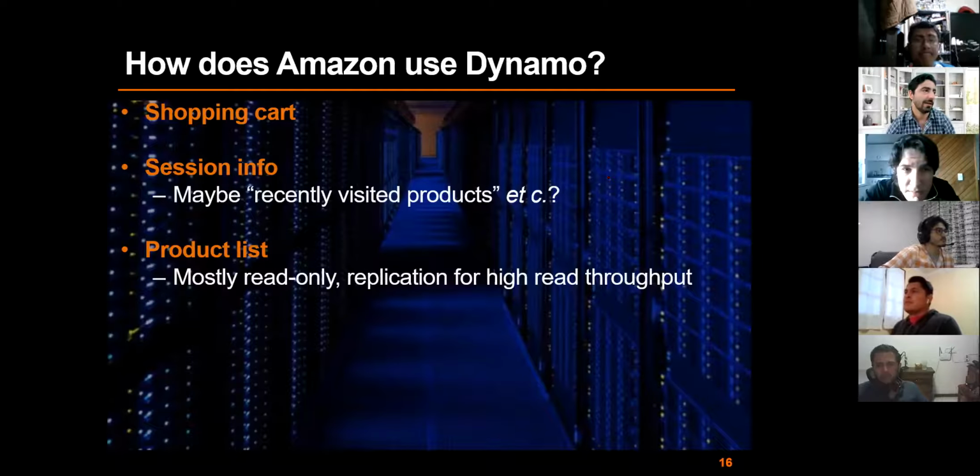So how does Amazon use Dynamo? It was used in the shopping cart, session info, and the product list. And now I think there are more use cases for DynamoDB. It's getting much more popular now than in 2007.